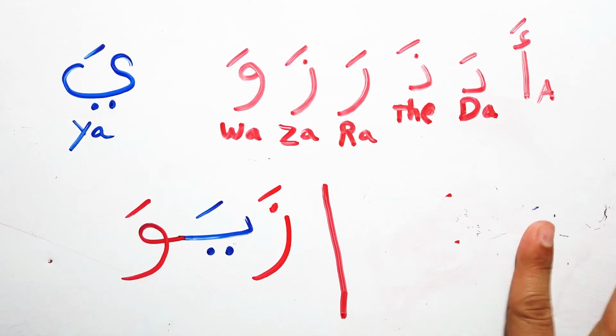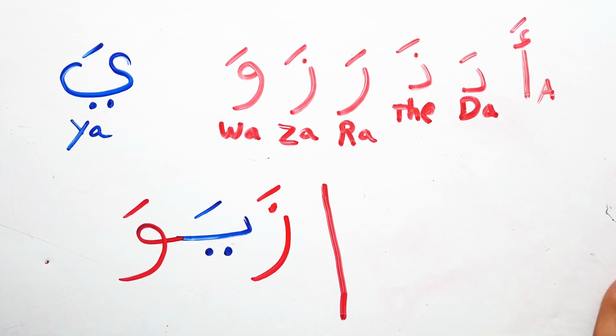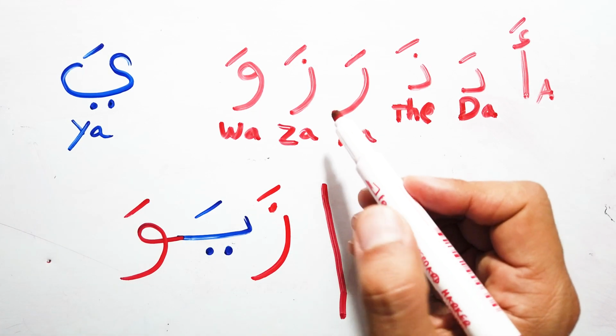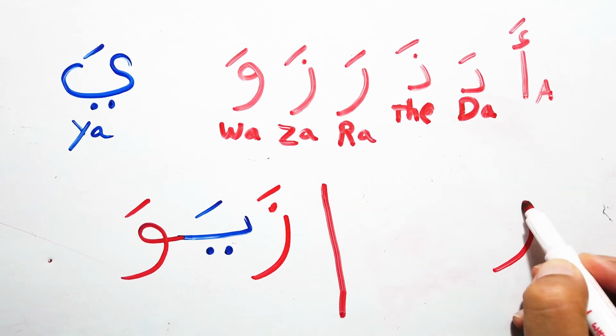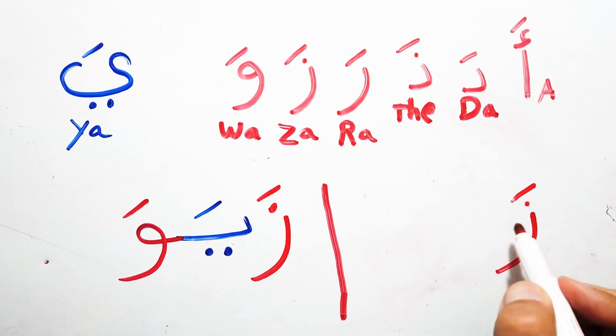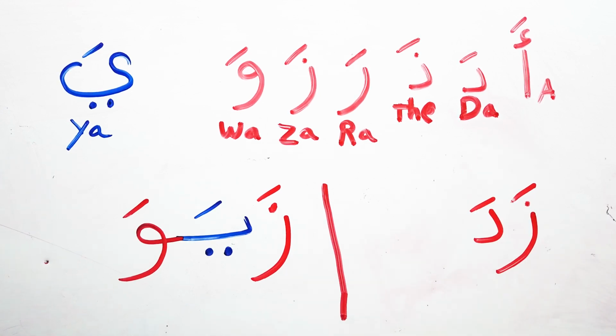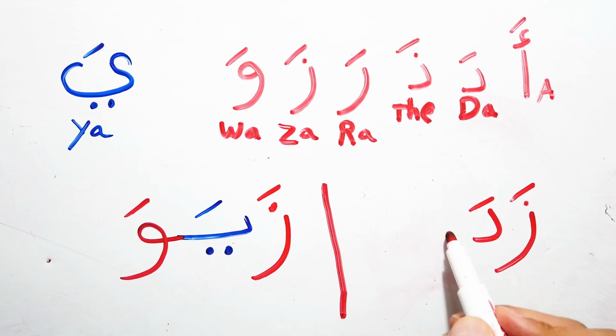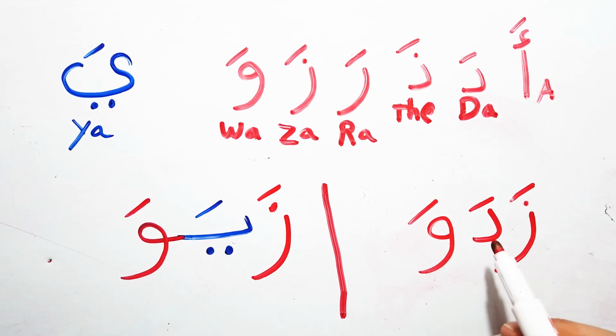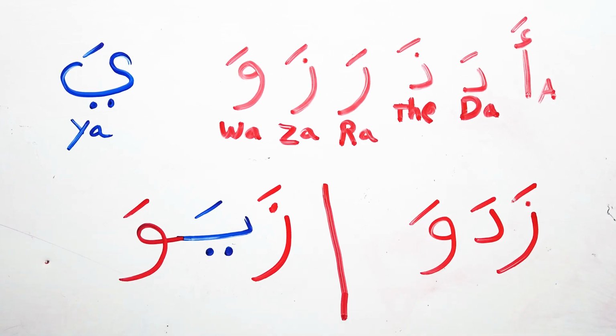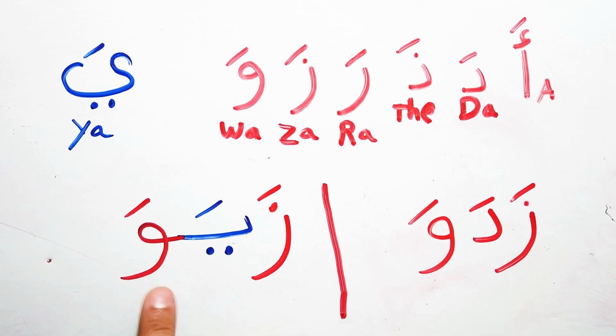Let's write another word which is za, da, wa. Za. Da, za, da, wa. Wa. Za, da, wa. The shape of wa in the end of the word. As you see, they are different because of the previous letter.